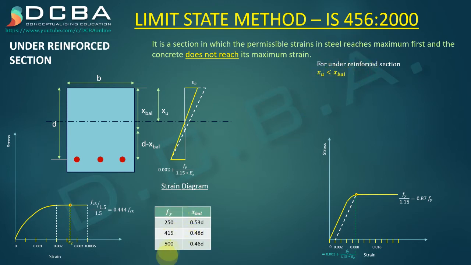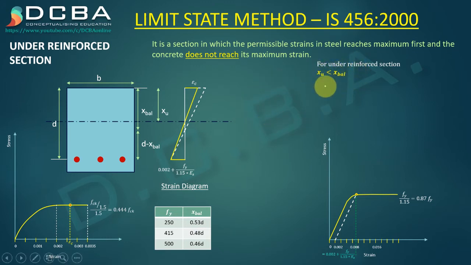Now how to find X balance? X balance can be found from these formulas. For a particular grade of steel, you would be knowing the effective depth, and for that effective depth we will be getting our X balance.